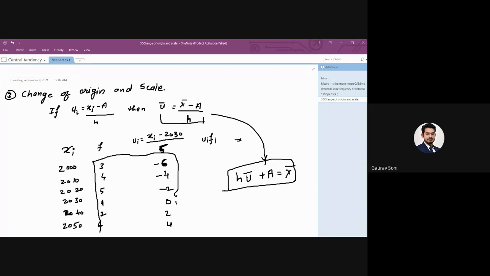Now, why do you use this change of origin and change of scale? Sometimes there are a lot of large values, which is not good for my calculations. So I change the origin, I change the scale, make the values very much smaller, and then we find out the mean. Clear? Yes, sir.